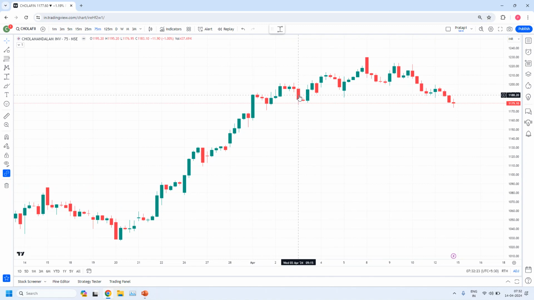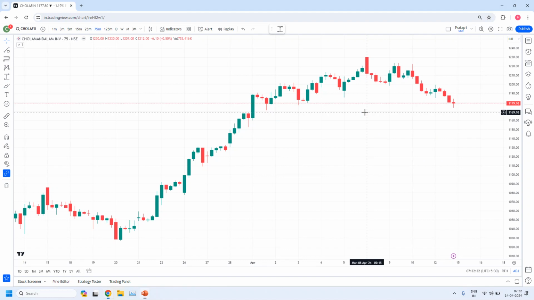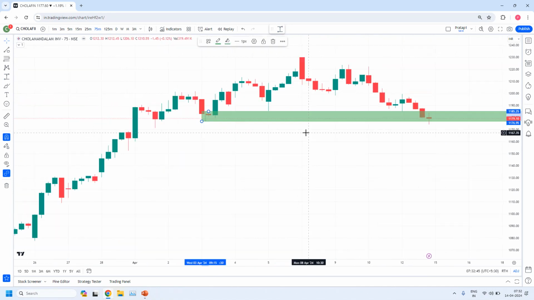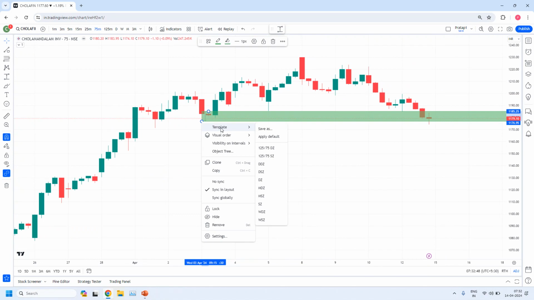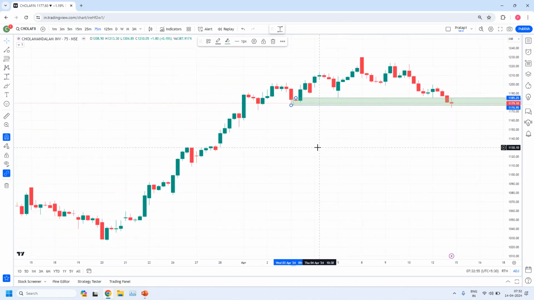3rd April at 9:15. See here, 3rd April 9:15, and we have one base candle. So let us draw the zone. Okay, let me give a very light color. So this is a 75 minutes high liquidity zone.